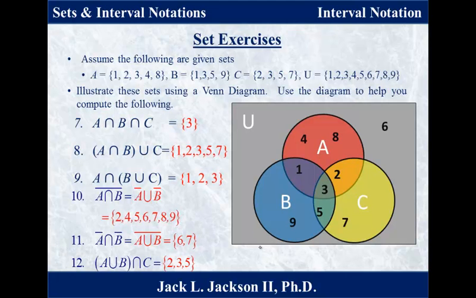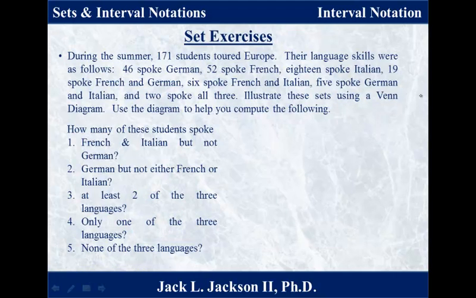So for problems like this, the Venn diagram can be very useful. And notice in this Venn diagram I've actually listed the elements. Now sometimes, for really big sets, instead of listing the elements, we might list how many elements are here. Like there's 1 here, 1, 1, 1, 1, 1, 2, 1. We could list the numbers of elements in each one. That's going to be useful for this next exercise. So here's a real-world example. During the summer, 171 students toured Europe.